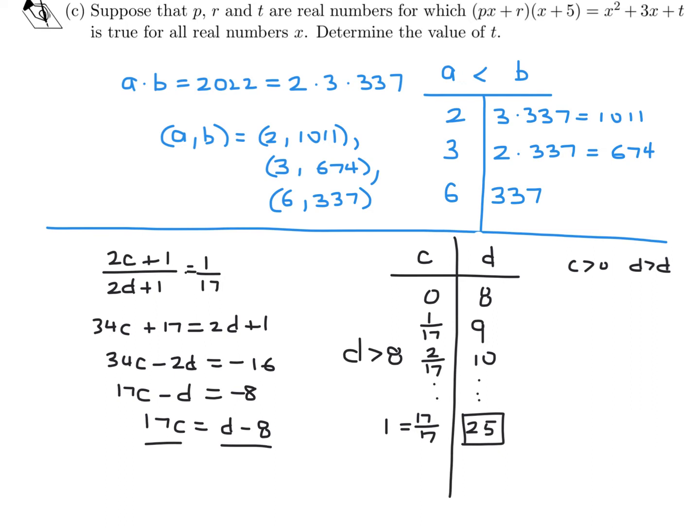All right, part C. Suppose that p, r, t are real numbers for which (px + r) times (x + 5) is x squared plus 3x plus t. Determine the value of t. Okay.